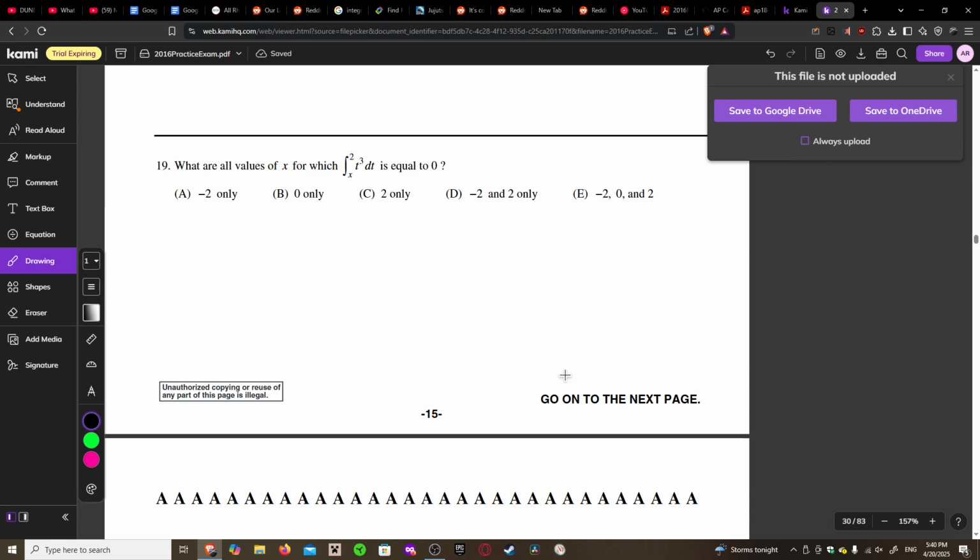Which equals 0, that is 2. No, actually, because that's an odd function, therefore it's plus or minus 2.